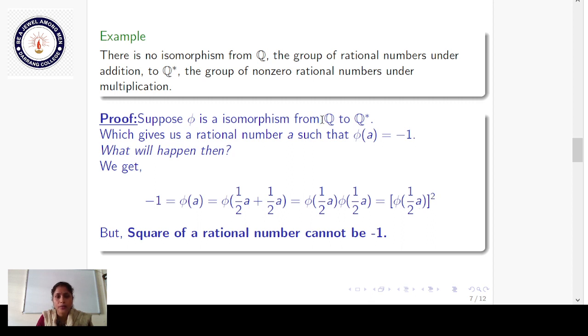Now see, phi is a function from Q to Q star. So a/2 is an element of Q, so phi of a/2 will be an element of Q star, which are rational numbers. So what have we obtained? The square of a rational number is -1. But we already know the square of a rational number cannot be -1. So if we assume that there is an isomorphism from Q to Q star, we will get this contradiction. So there cannot be an isomorphism between the addition group of rational numbers and the multiplication group of non-zero rational numbers.